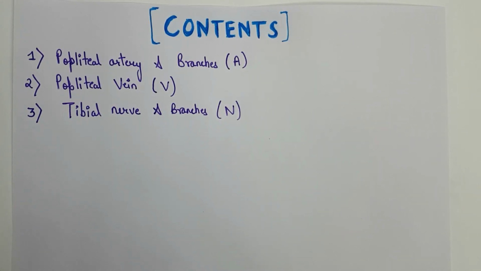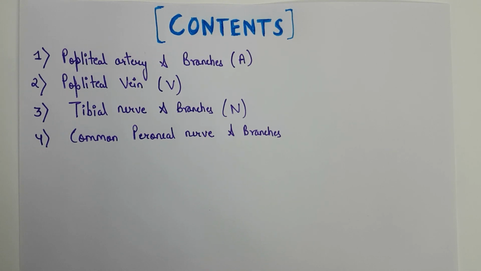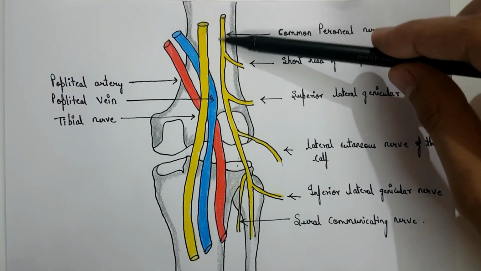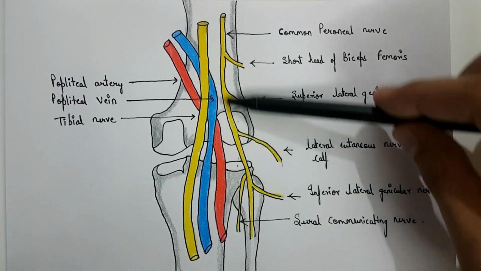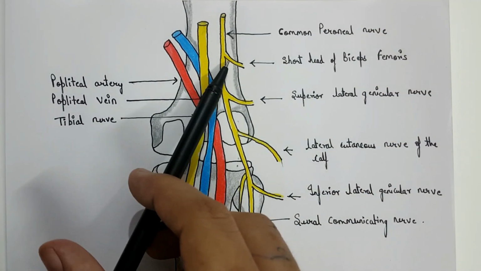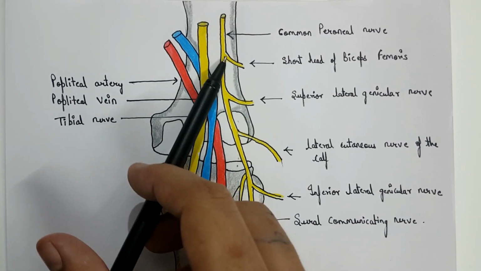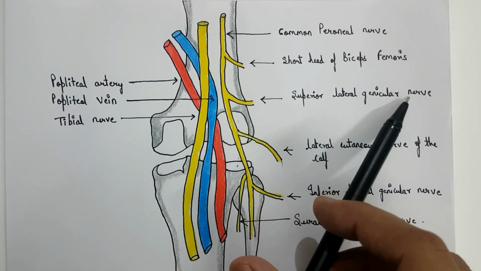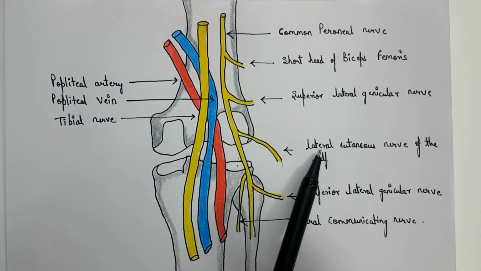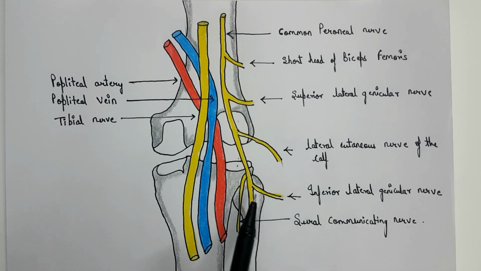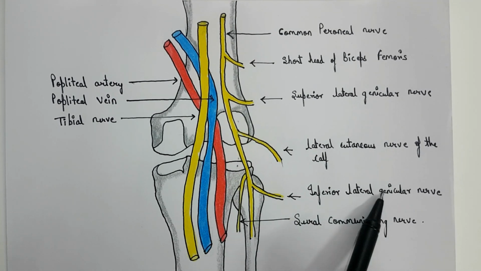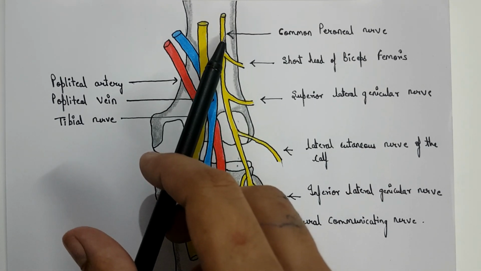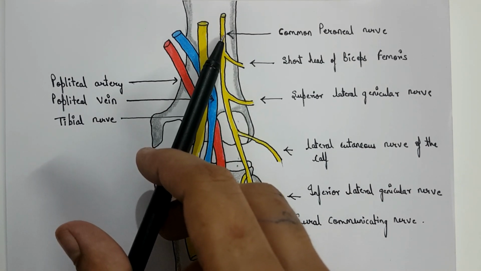The next content is the common peroneal nerve and its respective branches. This right here is the common peroneal nerve. It has many branches. The first branch supplies to the short head of the biceps femoris. The second branch is the superior lateral genicular nerve. The next branch is the lateral cutaneous nerve of the calf. Next we have the inferior lateral genicular nerve. All these are the branches of the common peroneal nerve, which itself is the content of the popliteal fossa.